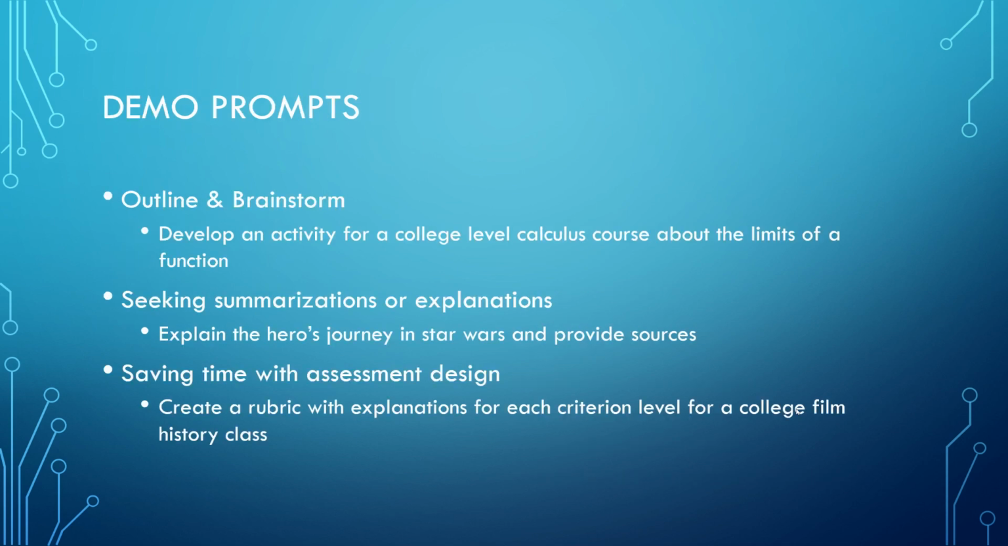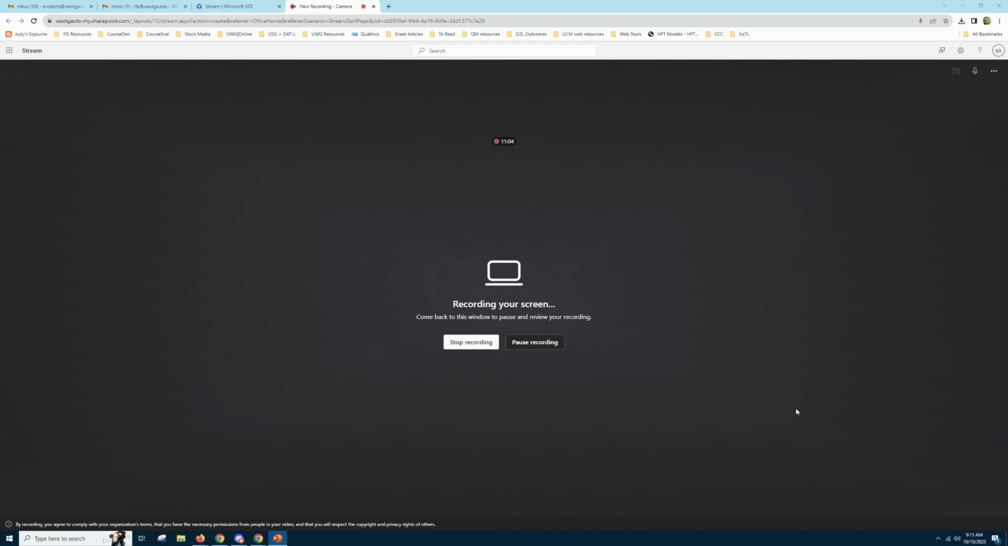So these are our demo prompts that we're going to use for this video. We're going to do a little outlining and brainstorming. We're going to maybe put on our student hat and look for some summarizations or an explanation of something. And then we're going to see if it can save us time with assessment design. So we're going to create a rubric. Let's move over to ChatGPT and we'll start with our classroom brainstorming.